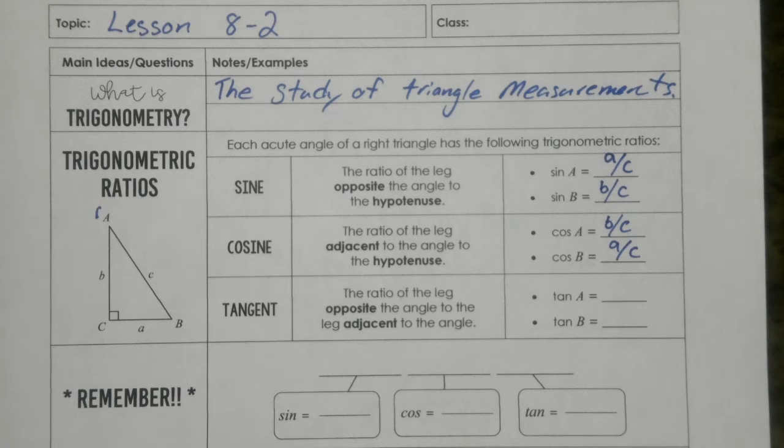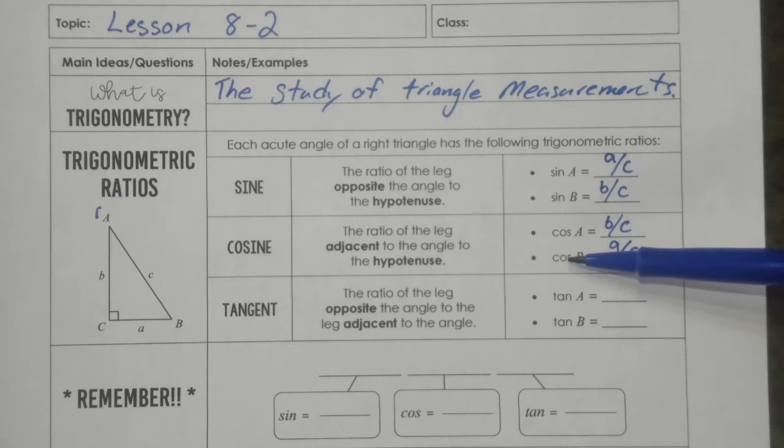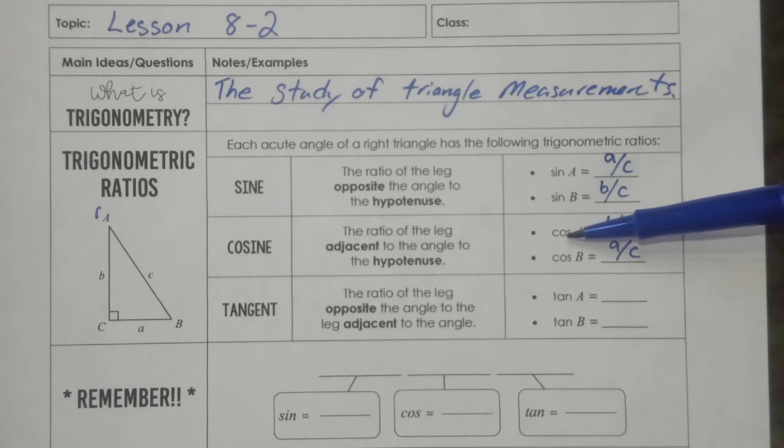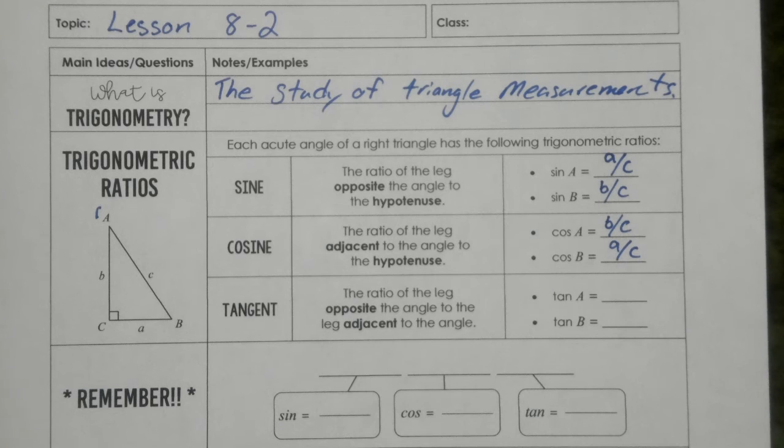Okay. So notice quickly that the sine of A, a over c, is the same as the cosine of B. It's interesting. It may come up again later. Also, sine of B, b over c, is equal to the cosine of A, b over c. So, not a coincidence. That'll come up later on.